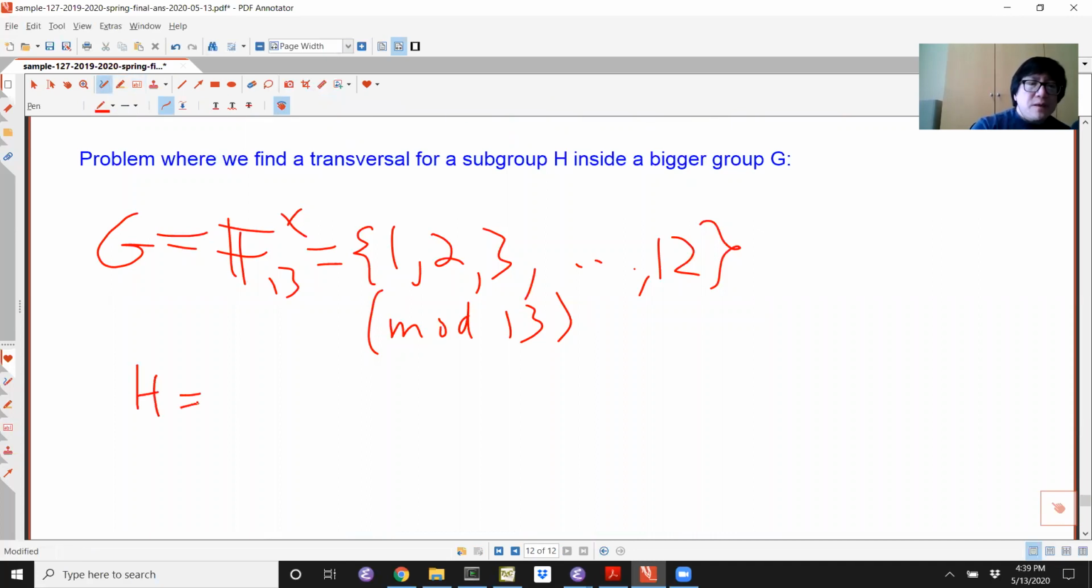Let H be the subgroup of G generated by 4, which is the powers of 4. 4 to the 0, 4 to the 1, 4 squared is 16, which is 3 mod 13. 4 cubed, 3 times 4, is 12. And then 4 to the 4th is 48. Okay, this made more sense for 16. So let me instead do 8. Sorry, I'm going to change this.